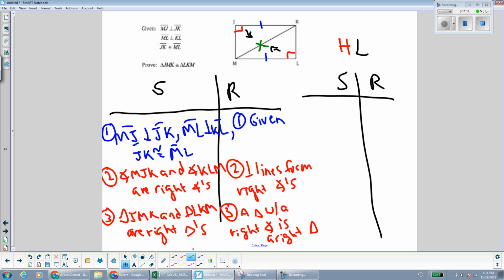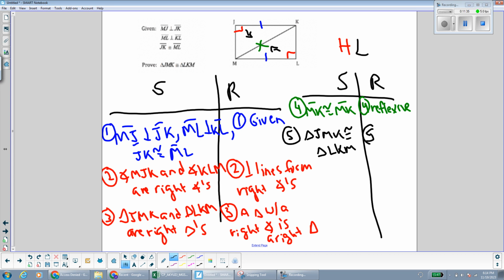Okay, let me continue over here to put in the rest of the proof. There's not much more to go. Now I'm going to put that MK is congruent to itself, and that is the reflexive property. And now we have enough information to achieve our goal. Triangle JMK is congruent to triangle LKM, and that is due to HL. Let's just make sure that we have everything we need in the proof that we marked in the diagram for HL. So we do have the right triangles. That's right here in step 3. I'll just put a little star next to it because we do have that.